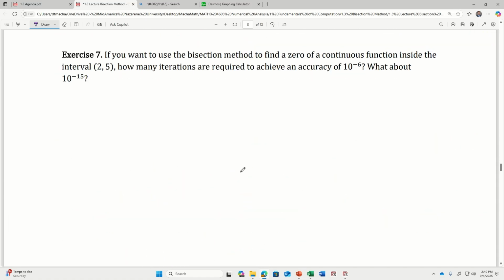All right, if you want to use the bisection method to find a zero of a continuous function inside the interval from 2 to 5, how many iterations are required to achieve an accuracy of 10 to the negative 6th? So let's work on this one. If my interval is originally from 2 to 5, then my original error from just calculating the midpoint of that interval is what?